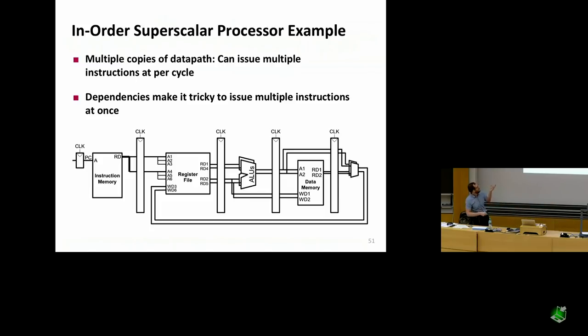This is assuming two, of course, right? This is a two-way superscalar. But if you want to make it 16, now your resources multiply a lot, right? And also you have a fetch problem. What do you fetch? In a single cycle, you need to decide which 16 instructions to fetch.